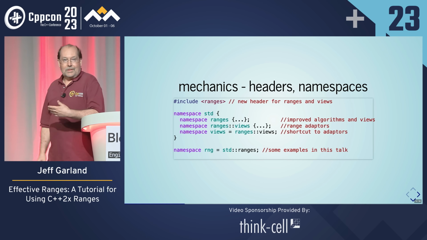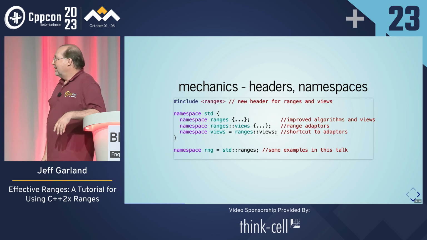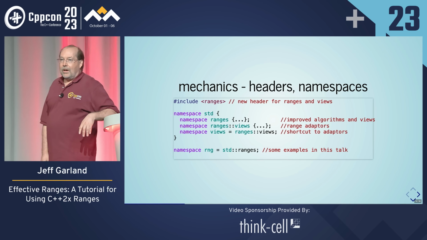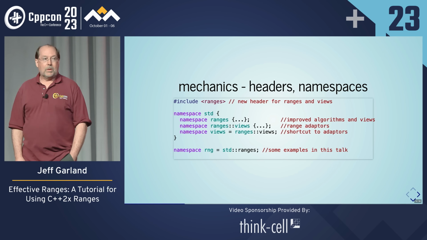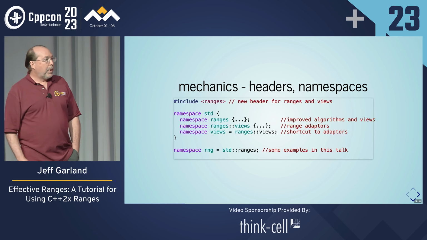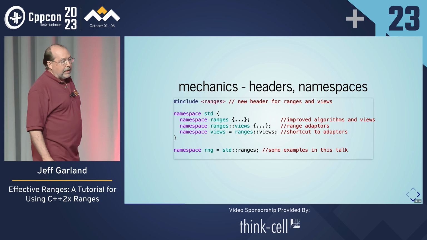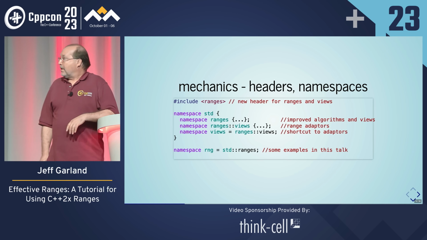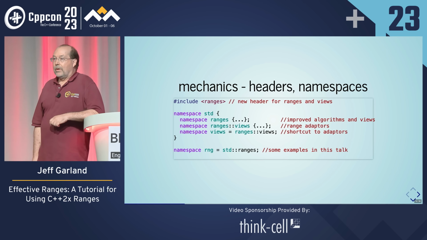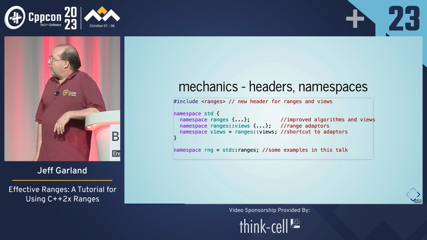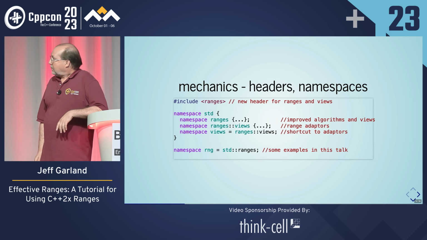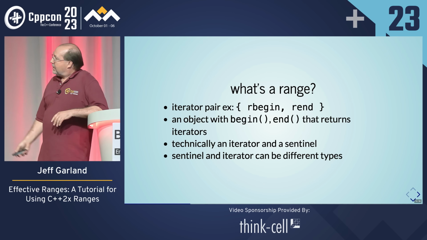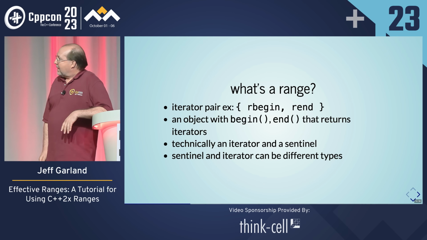Now, in this talk, I'm going to shorten std ranges to RNG all over the place, in part because I have slides here and you guys want to be able to see stuff. But I also do that in code that I write professionally because it just makes things shorter and more obvious. You can come up with your own name and shorten it yourself. So we're going to see what all of these things mean in a little bit.